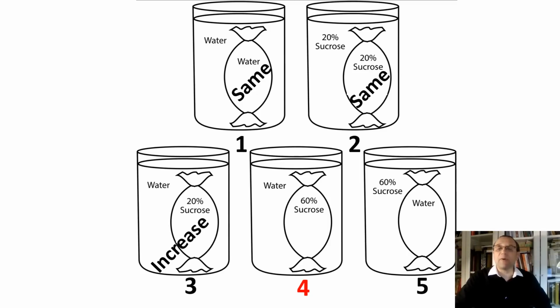How about bag number 4? Yes, the weight of the bag will increase because there are much more molecules of water in the beaker and much less molecules of water inside the bag. So, now what is going to happen to the last bag in the beaker with 60% of sucrose? You are correct. The weight will decrease. The water will rush out of the bag. If this was an animal cell, the cell will shrivel.